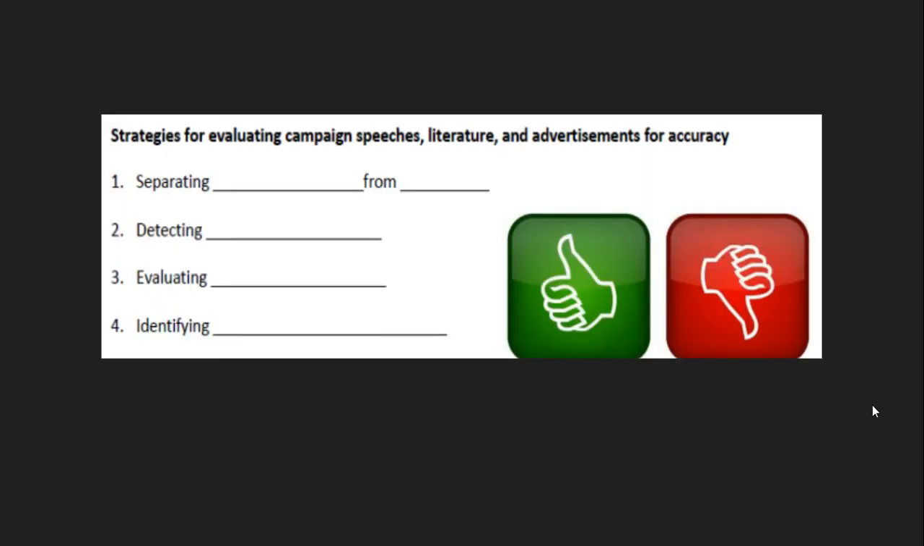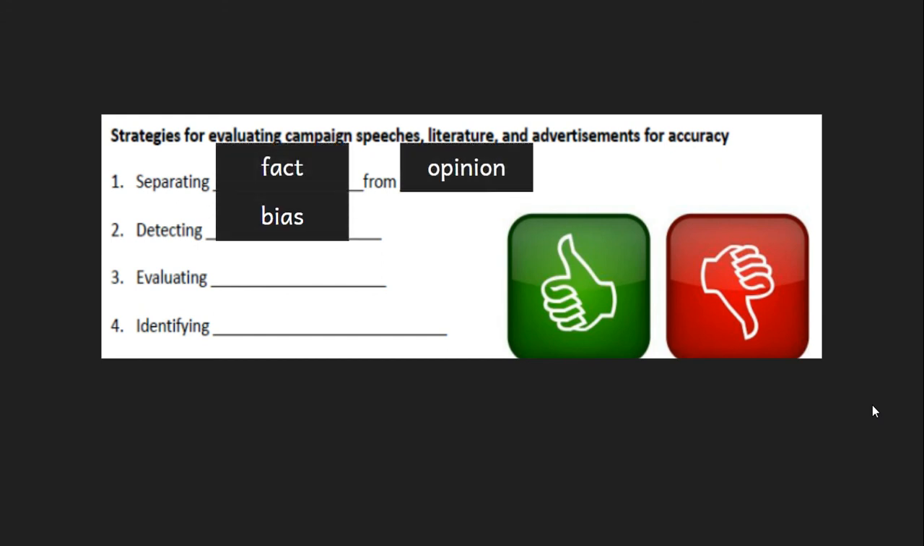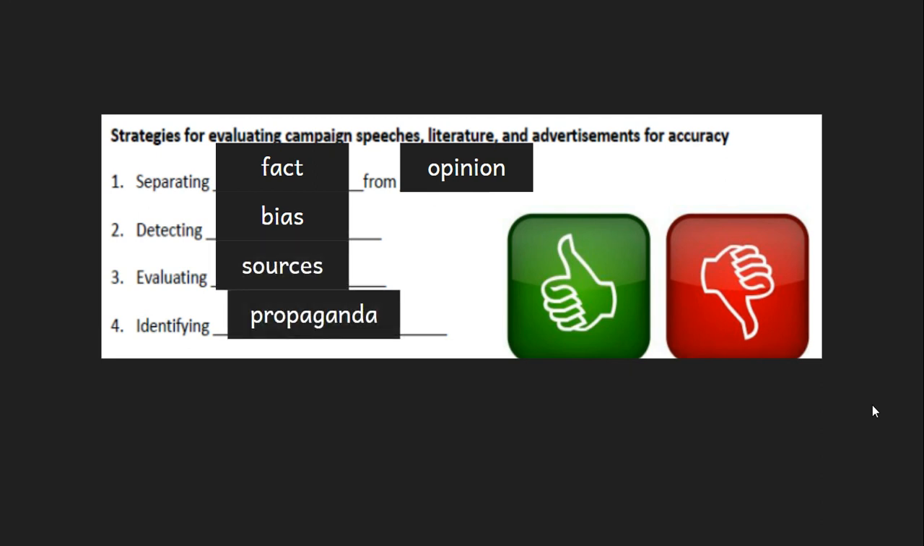On your notes, we're going to fill in that strategies for evaluating campaign speeches, literature, and advertisements for accuracy, including separating fact from opinion, detecting bias, evaluating sources, and identifying propaganda. When the video pauses, fill in your notes, and when you're finished, continue.